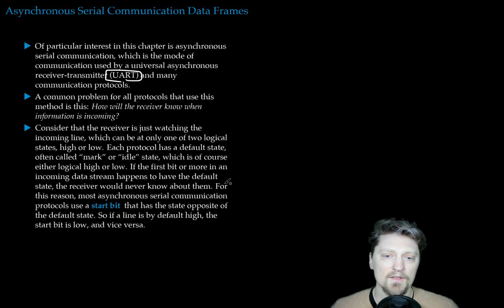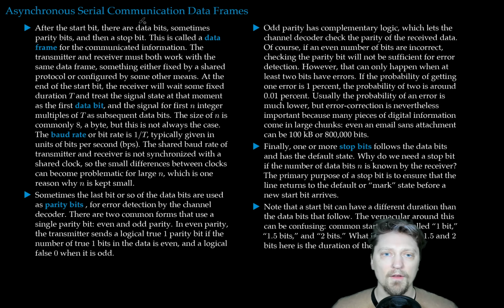So if a line is by default high, the start bit is low, and vice versa. After the start bit, there are data bits, sometimes parity bits, and a stop bit. This is called a data frame for the communicated information. The transmitter and receiver must both work with the same data frame, something either fixed by a shared protocol or configured by some other means.